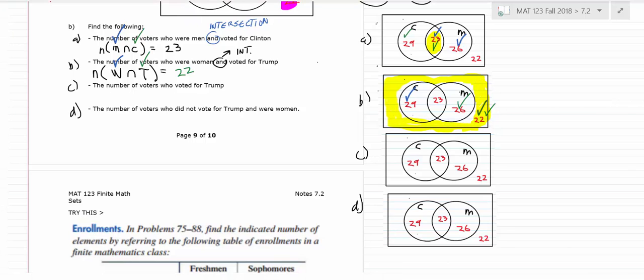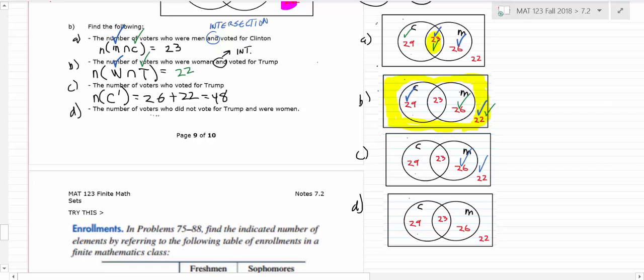All right, the next one we're going to look at is the number of voters who voted for Trump. Trump voters would be basically the number of people outside of the Clinton voting. That would just be the complement of the Clinton voters. So that would be 26 and 22. You would have to do 26 plus 22, so that would be 48.